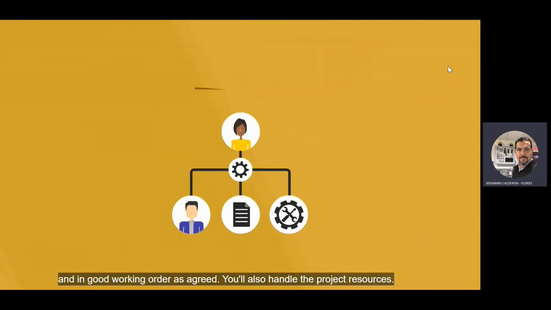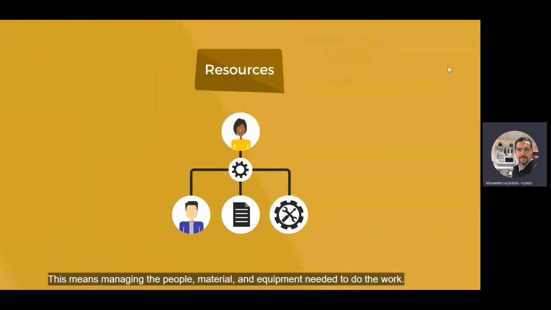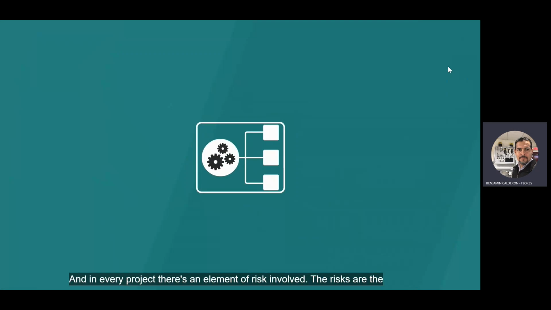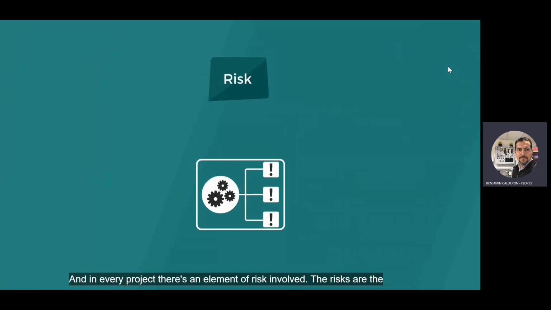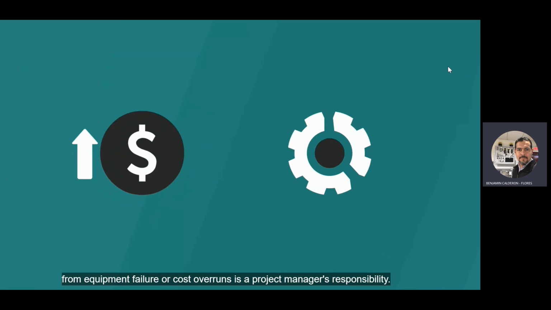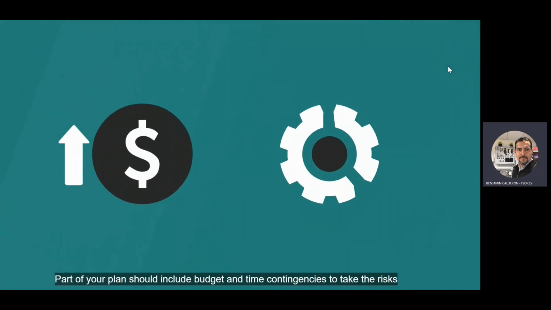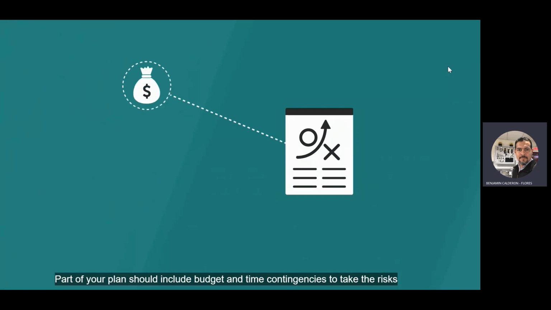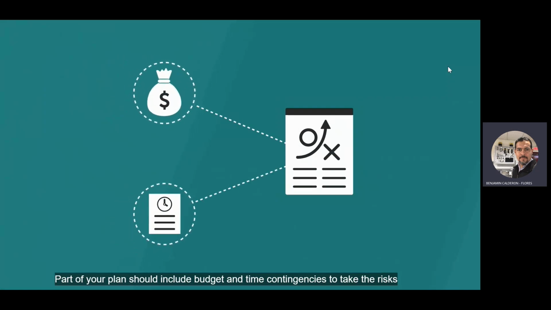You'll also handle the project resources. This means managing the people, material, and equipment needed to do the work. And in every project, there's an element of risk involved. The risks are the potential events that might negatively affect your project. Managing the fallout from equipment failure or cost overruns is a project manager's responsibility. Part of your plan should include budget and time contingencies to take the risks into account.